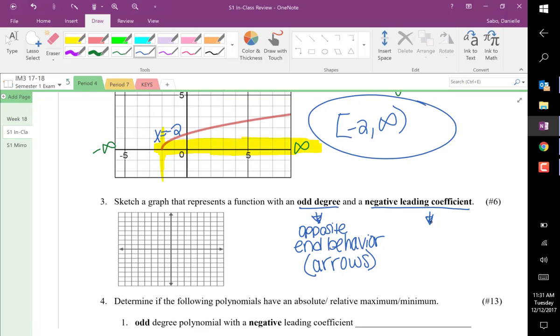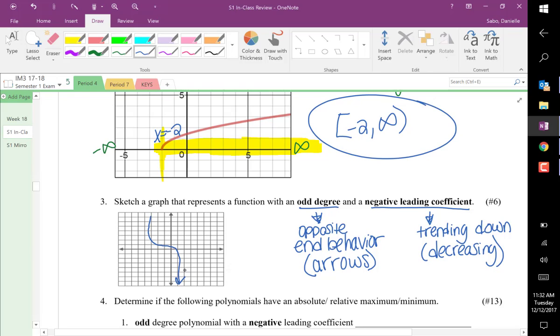Yes, which means I'm trending down. So technically the right words is trending down. That just means you're decreasing at the end. Decreasing. So I'm not asking you to be very technical. There is nothing to graph on the graphing calculator. As long as it looks like it's trending down, I'm okay.